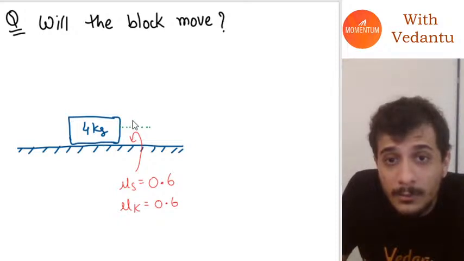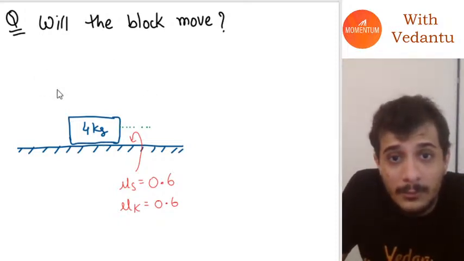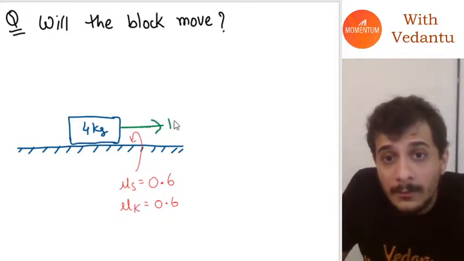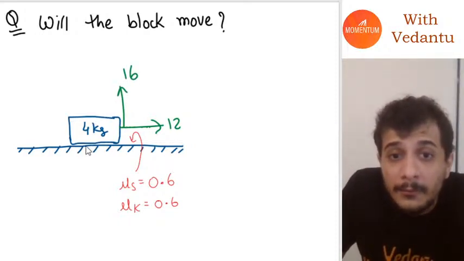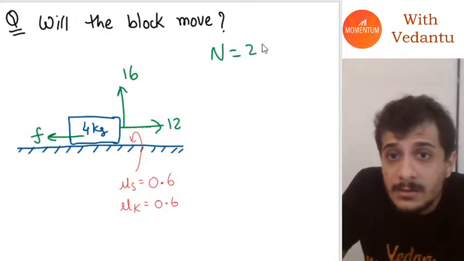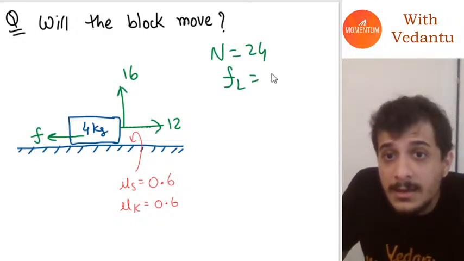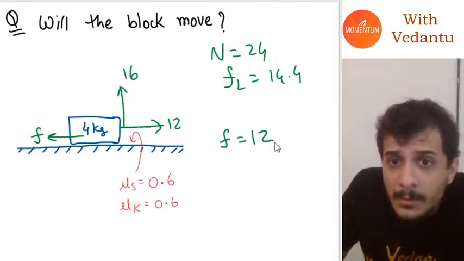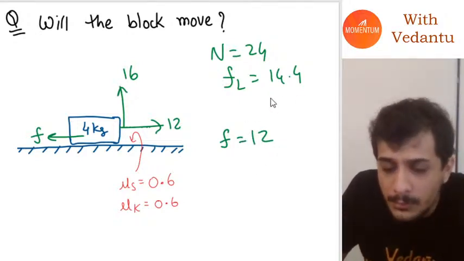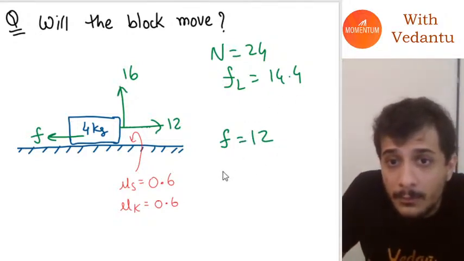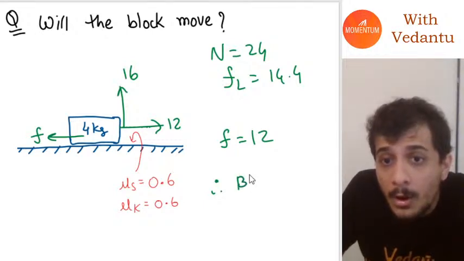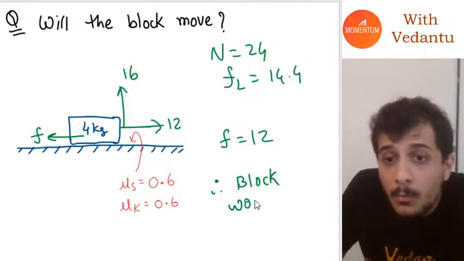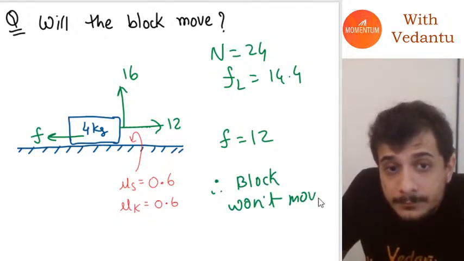First of all, let's divide these two forces here. It will be 12 in this direction and 16 in this direction. Then the friction force will be in this direction. Now I know that normal reaction is 24 and limiting friction is 14.4. So the force of friction required is only 12 newtons, which is less than 14.4. Therefore the block will not move.